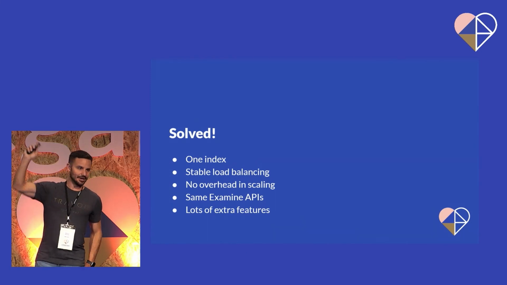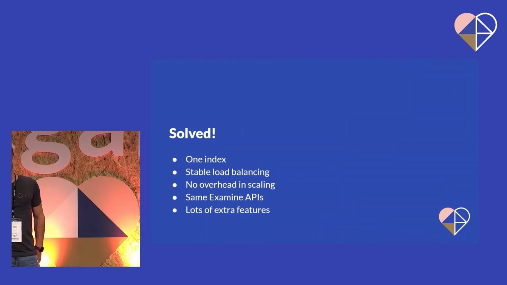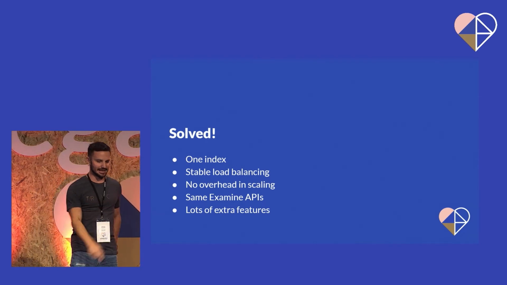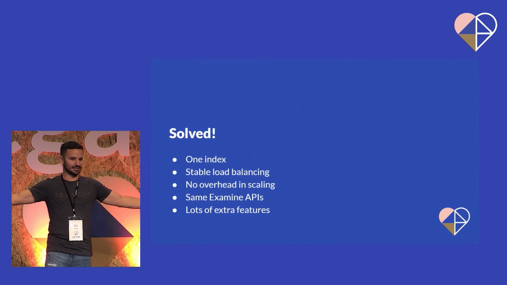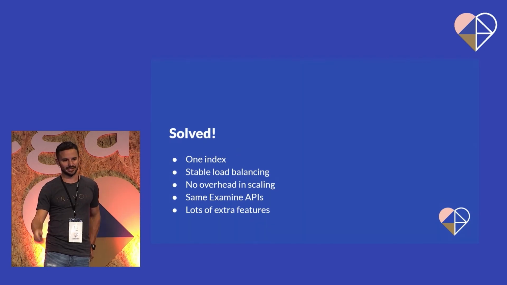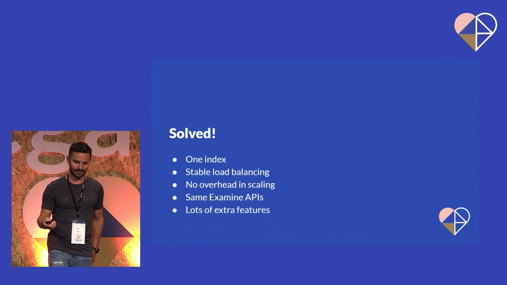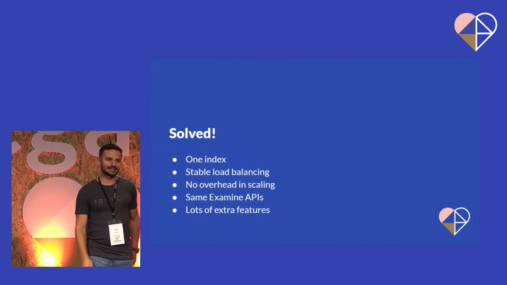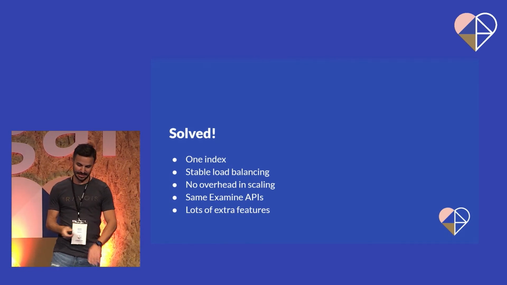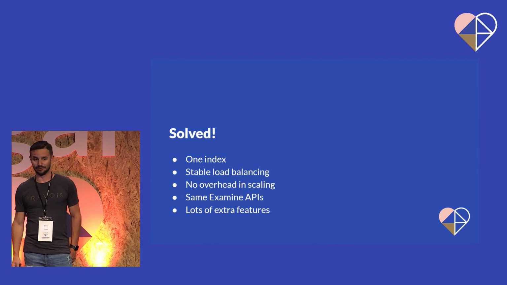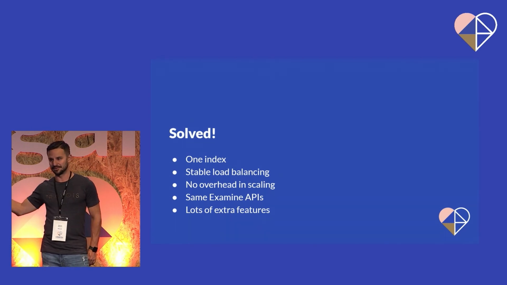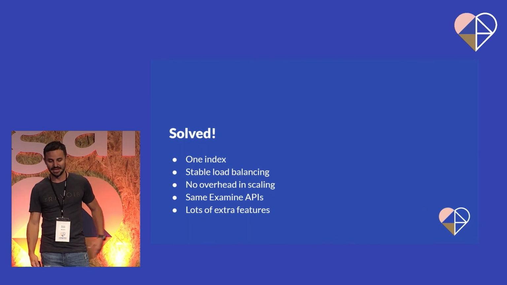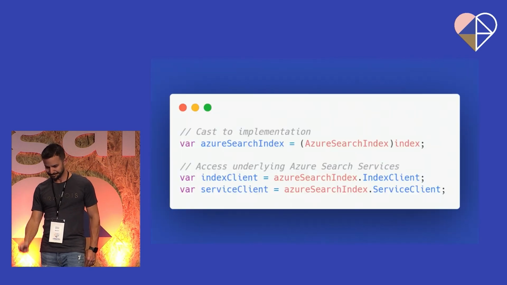So, problem solved, right? Now we've got one index, we've got stable load balancing, there's literally no overhead in scaling. You can scale out to 20 servers, and it's not going to touch your database at all, because your index is always online. You can use the exact same Examine APIs that you've always used, and it will just work. And plus, out of the box, if you're using Azure Cognitive Services, or even when we get to Elasticsearch, which offers different services, you get a whole bunch of extra features.